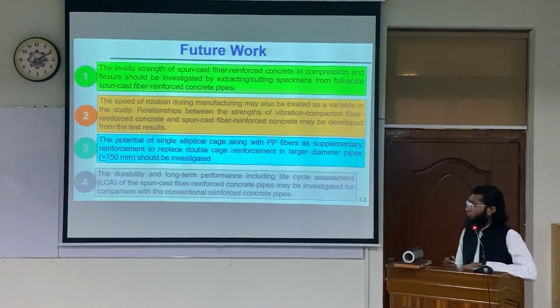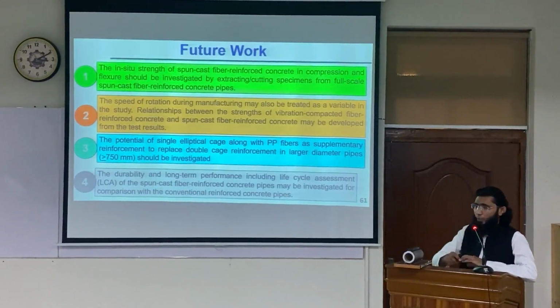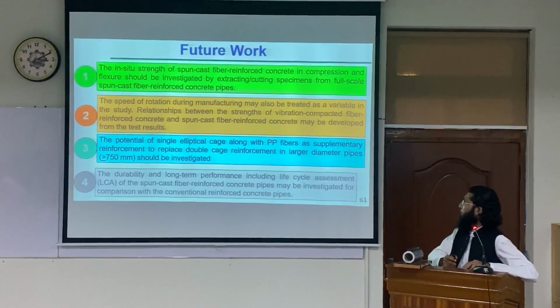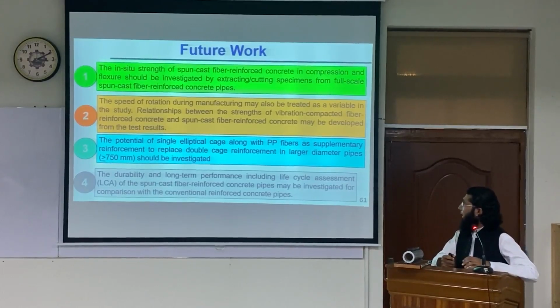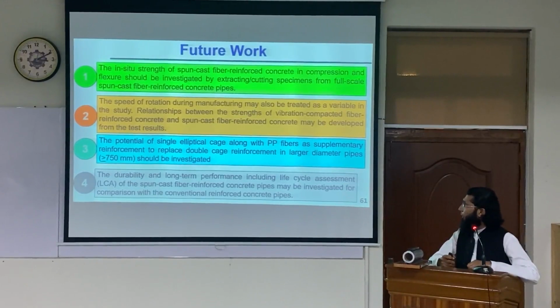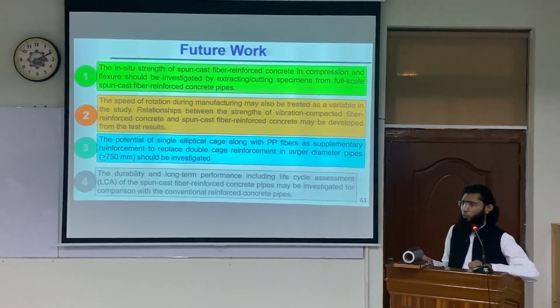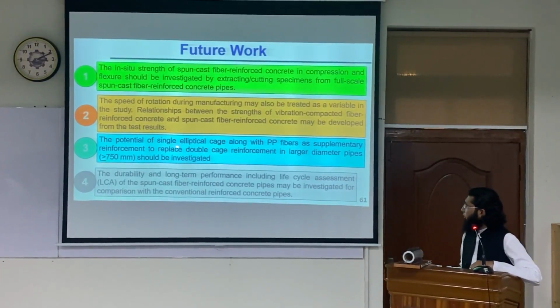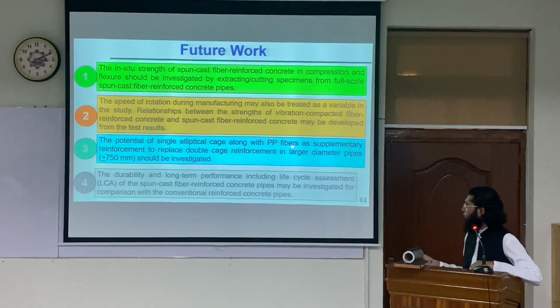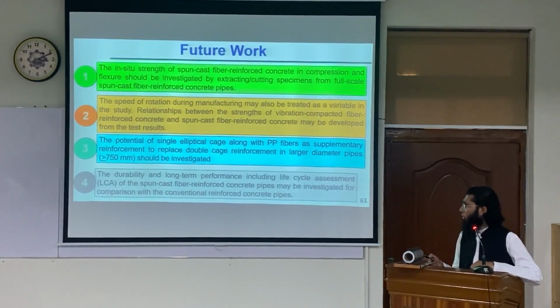A few recommendations for future work: the in-situ strength of spun cast fiber-reinforced concrete pipes may be investigated by extracting or cutting specimens from full-scale pipes, and the speed of rotation, which was taken as a constant in this study, could be taken as a variable in future studies to explore its effect, because the segregation potential also had to do with the speed of rotation. The potential of a single elliptical cage along with PP fibers may be attempted. And of course, durability and long-term performance studies are required in order to develop further confidence of the stakeholders in these pipes.